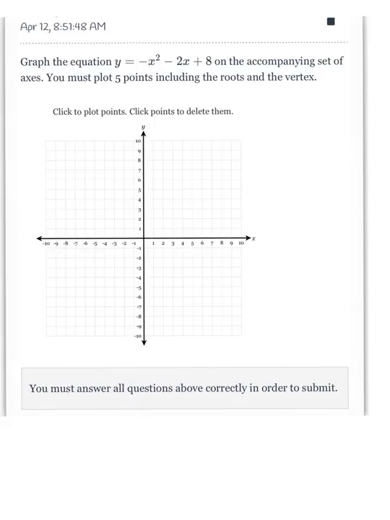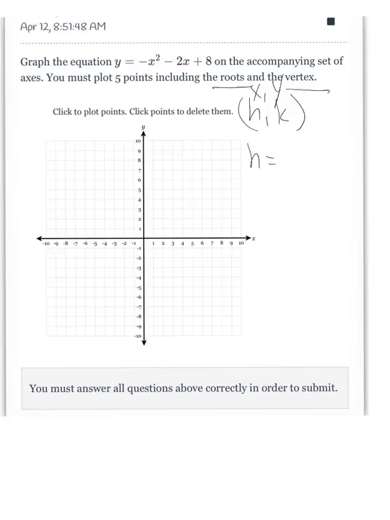So look at your directions. You must plot 5 points, including vertex and roots. So let's start with the vertex. Remember, to find the vertex, our vertex is h comma k, where h is your x value, k is your y value. So first thing we need to do is find our h.